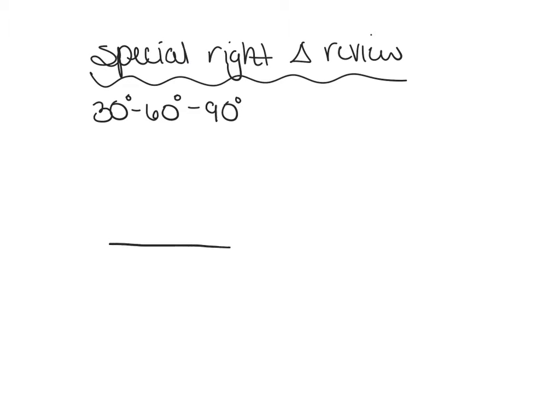I'm going to draw a right triangle with approximately those angles. So this is 30, that's our 90, this is our 60. And there's a few ways that you may have learned this back in geometry. The side opposite 30 was referenced as x. The side opposite 60 is x radical 3. The side opposite 90 was your 2x.